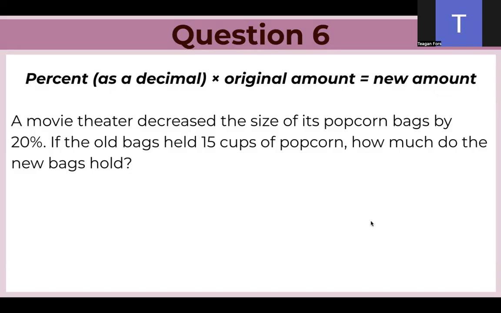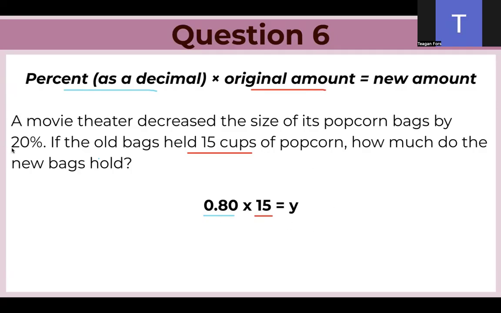Okay. Compare your equation to what I am about to show you. So my percent as a decimal, I'm decreasing by 20%. So if I'm taking away 20%, the amount that's left over is 80%. And when I write 80% as a decimal, I'm writing 0.8. So I'm taking 0.8, which is 80%, and I'm multiplying that by the original amount. So if I look at the original amount, the old bags of popcorn held 15 cups. So my original amount is 15. And that equals the new bags.